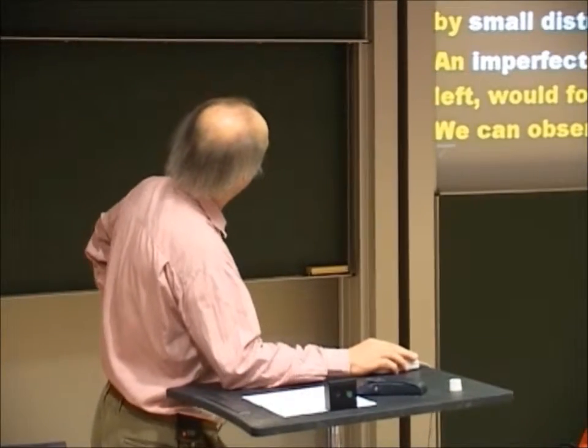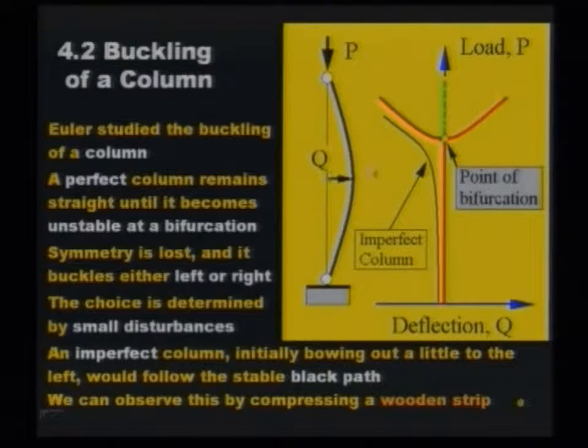So here's our column. We've got a load P on it, and the deflection is Q. If we plot load P against deflection Q, if we could make a perfect column, which of course we can't, we'd have this red stable path, which would become unstable at a certain critical load, and there'd be a point of bifurcation, and the deflected path would come out and it would be stable. So this is an example of symmetry breaking. And this is an example of what we call a pitchfork. If you think about it, the red shape looks a little bit like a pitchfork.